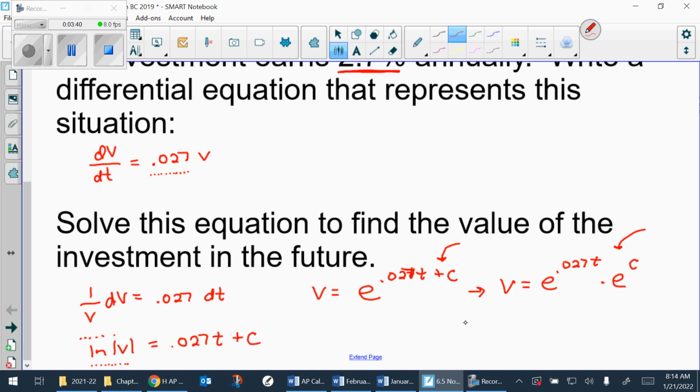I'm just going to take it one step further. I'm going to say that the value in the future, e to the c, depending on what c is, is going to be a constant for sure. I don't know what that constant is because I don't know what c is. But I'm definitely going to have a constant times this variable term, e to the 0.027 t. In order to figure out what c is, I'd have to know an initial condition, which I wasn't given in this problem. Now I'm just going to jump ahead a couple of slides.